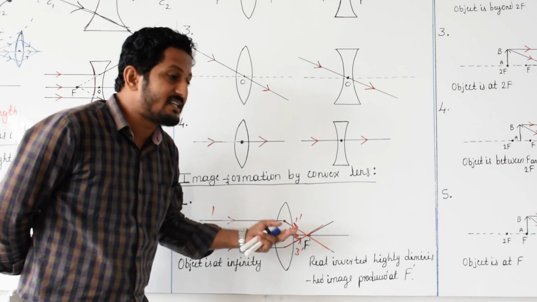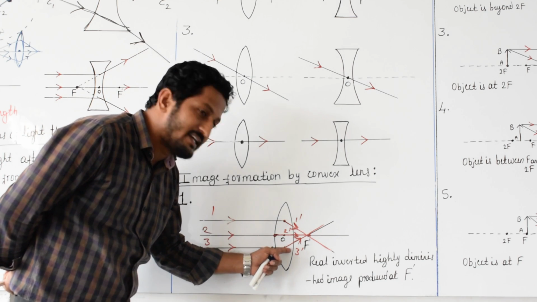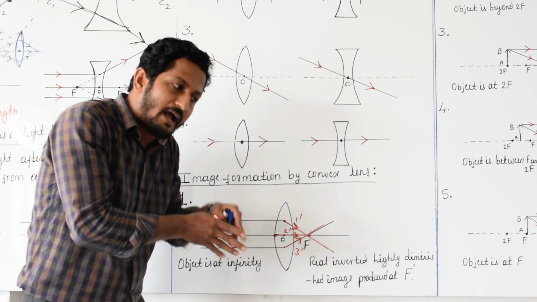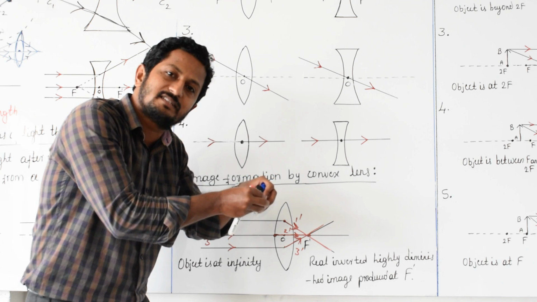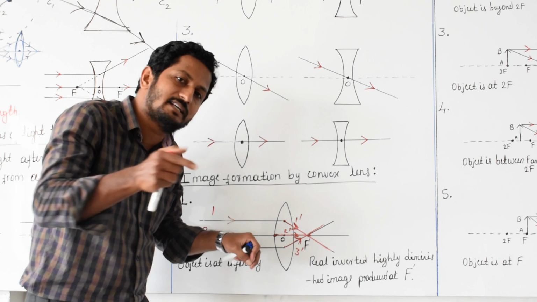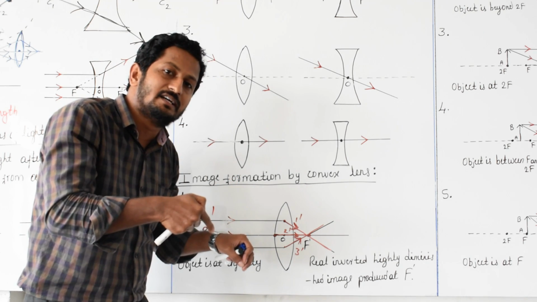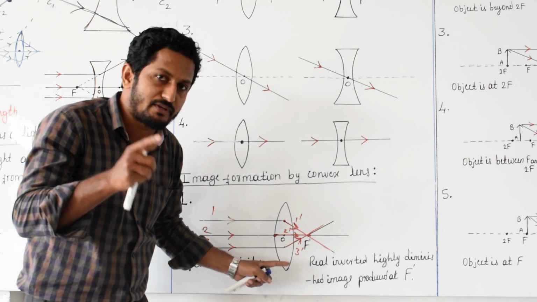Yes. Which kind of image is it? Those refracted light rays actually met. Actually met means what? Their physical presence is there. I mean which image? It is a real image. Real, inverted and highly diminished image. Getting what I mean to say?